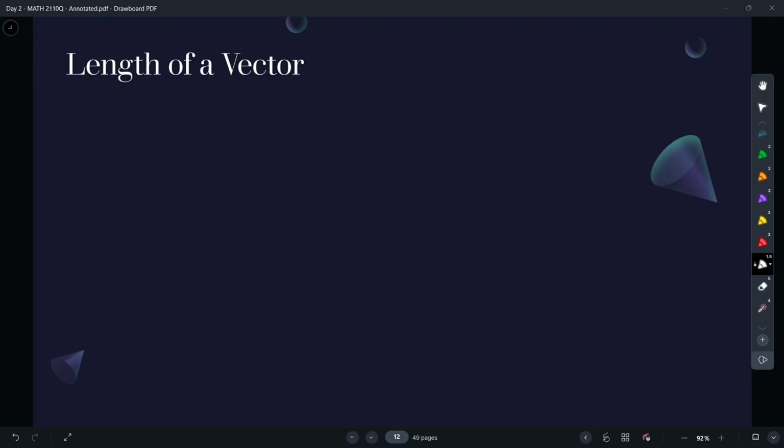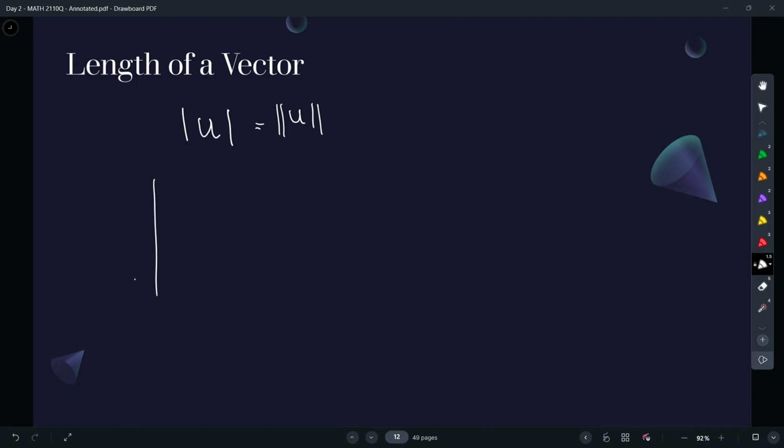The length of a vector is the magnitude. So if I have a vector, I'm going to compute the length. I'm going to call it that. Sometimes you'll see it with a double bar. That is the length of the vector, and that is the magnitude. Remember, the vector has direction and magnitude. So what is the magnitude of a vector?